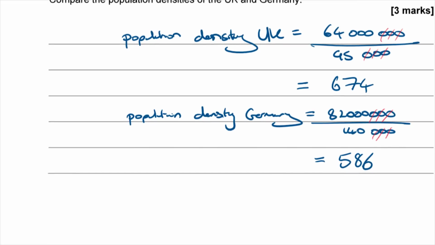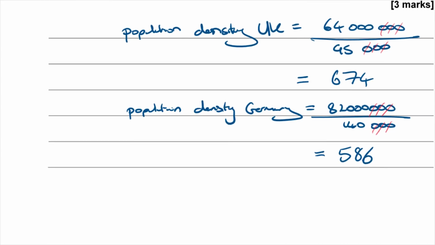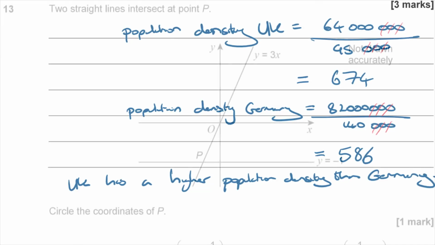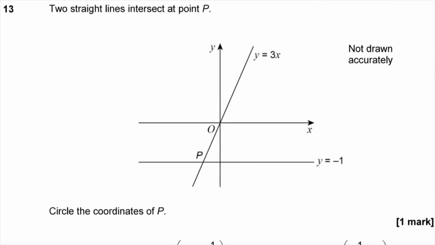So I need to compare these two. So I'm going to say that UK has a higher population density than Germany. Job done.